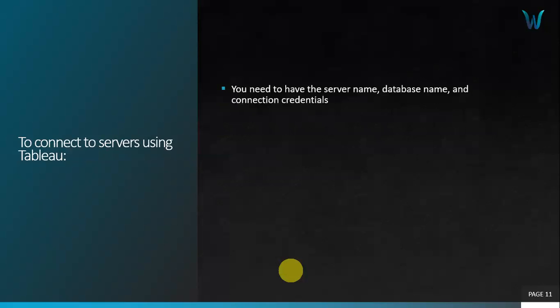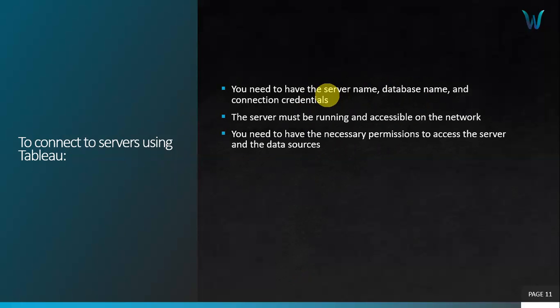So there are some prerequisites when working with server-based connections. First, you need your server name, database name, and connection credentials to properly access these data sources. Also, the server must be running and accessible on the network. If it's not running, then you won't be able to access it. Then also, you need to have the necessary permissions to access the server. So if you don't have access to the server, you can't really access the data that's in it. So you have to have access to access the server.